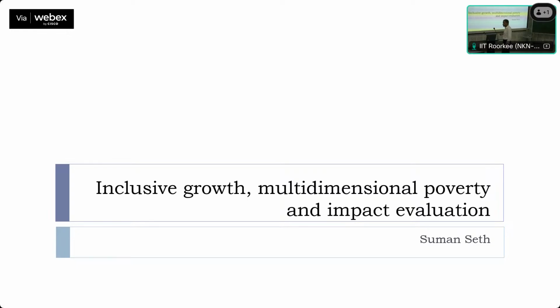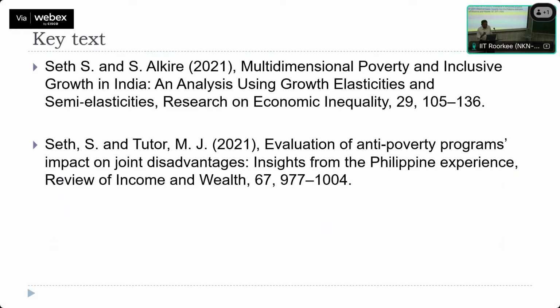Okay. So again, these are the readings. They both were published in 2021. One was on research on economic inequality. The other one was on review of income and wealth.